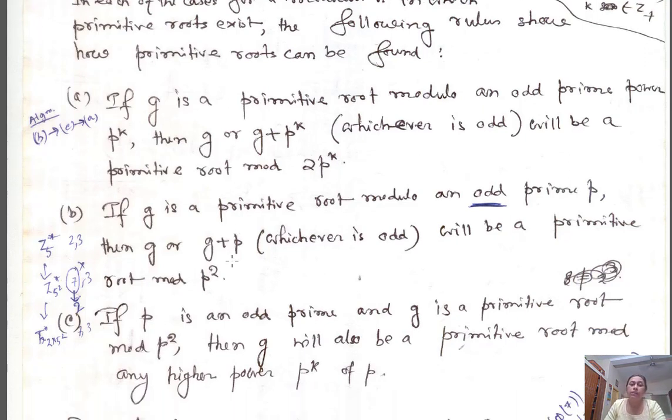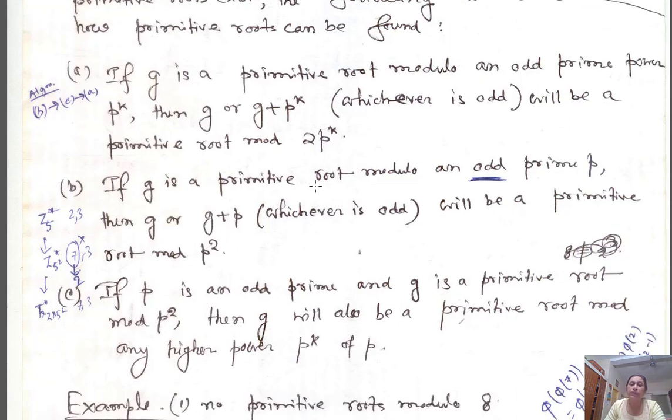Okay, and the next one states, if G is a primitive root modulo an odd prime, then for modulo p square, you can find the primitive root. So if G is a primitive root modulo odd prime p, then G or G plus p, whichever is odd, will be the primitive root modulo p square. So knowing the primitive root modulo p, you can find the primitive root modulo p square. Knowing the primitive root modulo p square, you can find the primitive root modulo 2 times p square, like that.